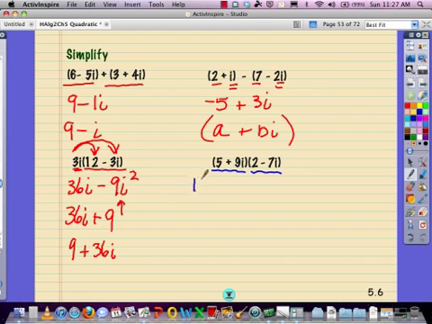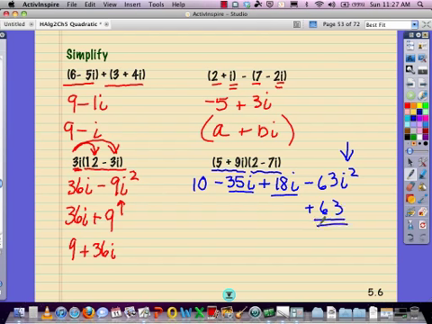First times first, 10. Outsides would give us negative 35i. Inside times inside would give us 18i. Last times last gives us negative 63i squared. So look at what you have. I see some i's right here in the middle, so we're going to underline those as they definitely need to be combined. And then on the end again, you're focusing on i squared equals a negative 1. So negative 63 times negative 1 would be a plus 63. So if we had that, we now have something we can combine with that 10 up front that was a nice whole number.